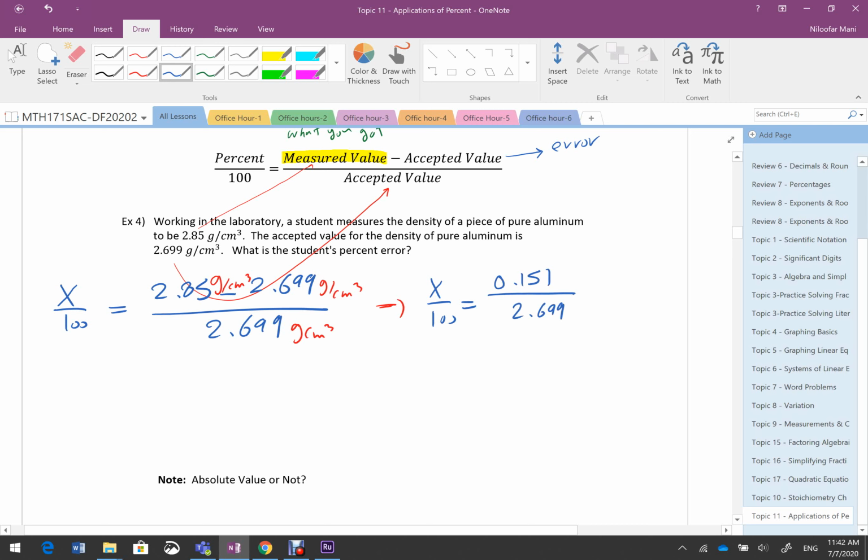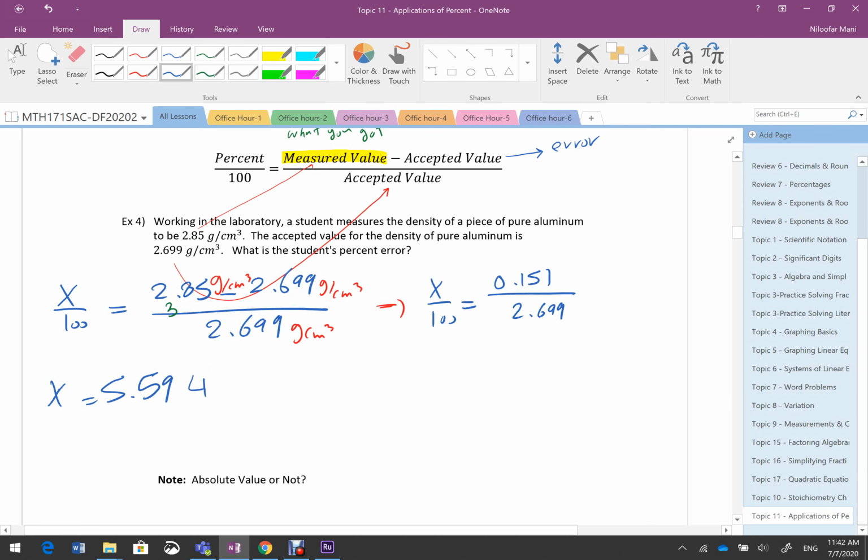Okay, so the answer is 15.1 divided by 2.699, which is 5.59. So x is 5.59 percent, or let me see, 5.594. Because here I have 3 significant digits, here I have 4 significant digits, so, oh no, here I'm doing subtraction there. Okay, so 699.